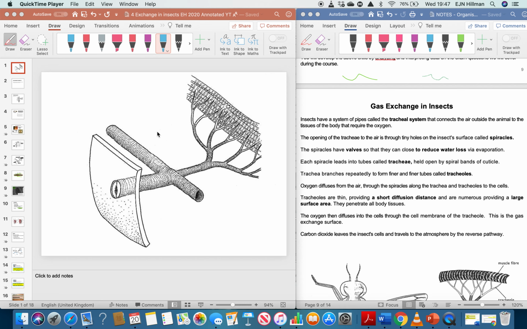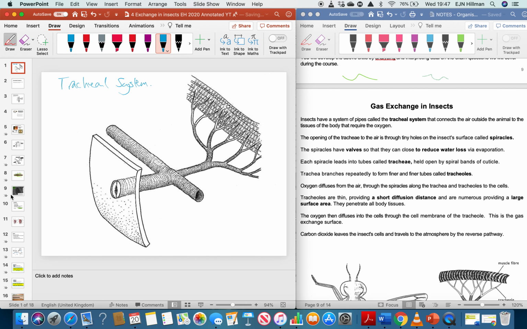So, this is what is known as the tracheal system. Okay, so the gas exchange in insects is via this tracheal system.